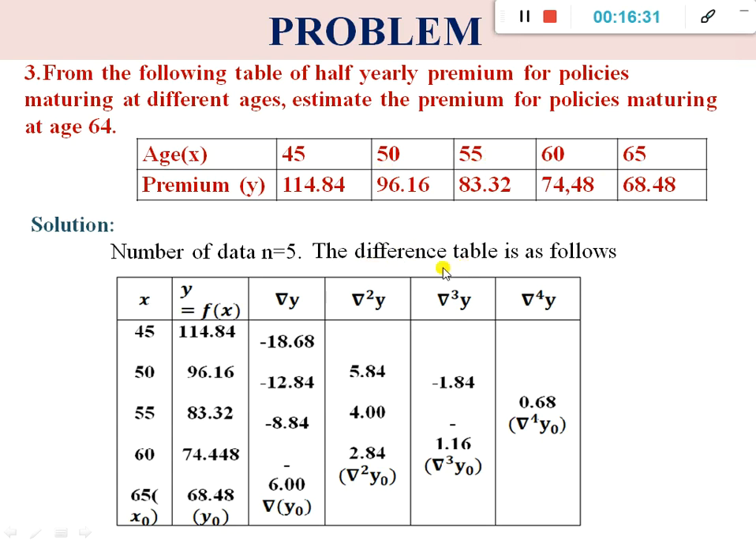First we should form the difference table. So take down the x and y given data for the first two columns. Find out the delta y, delta square, delta cube, etc. values. The third column after y is the delta y value. For that we need to subtract x1 minus x0, x2 minus x1, like that. 96.16 minus 114.84 value is minus 18.68. Like that we need to complete this column. And come to the next one.